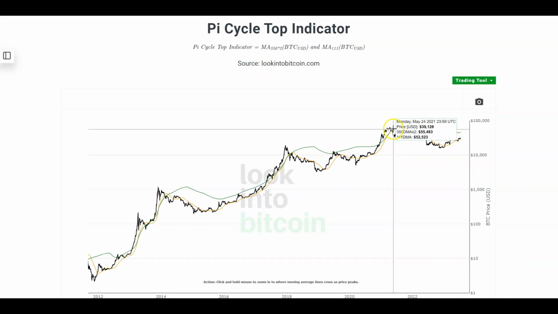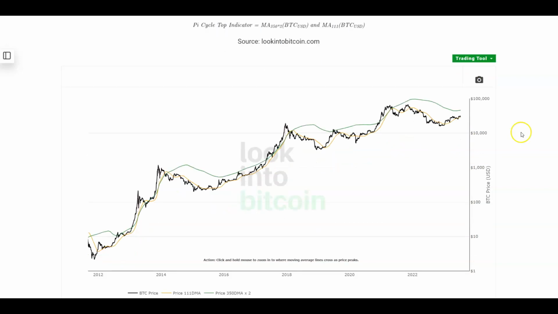I did end up getting out a little later than the cycle top just based on the cloud, but this thing has an excellent hit rate historically.